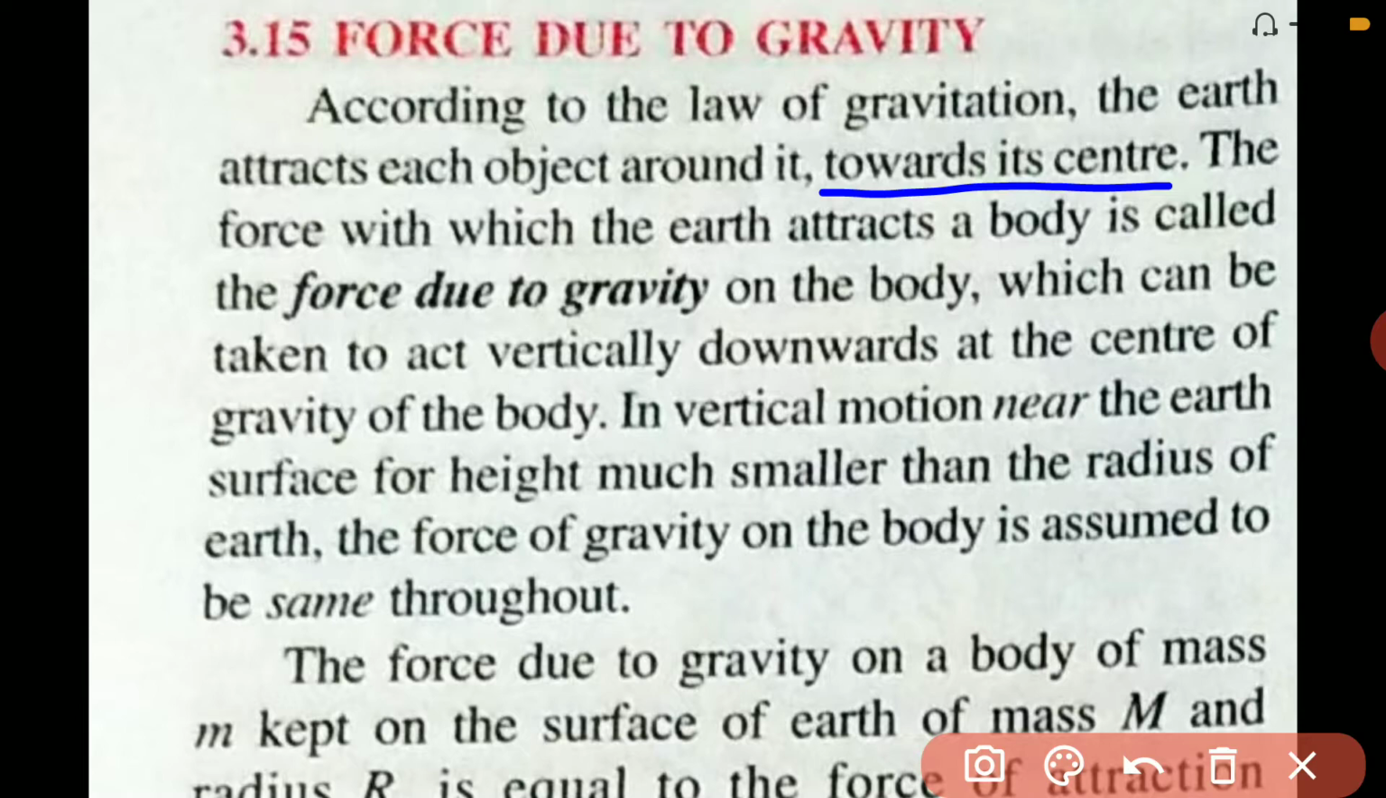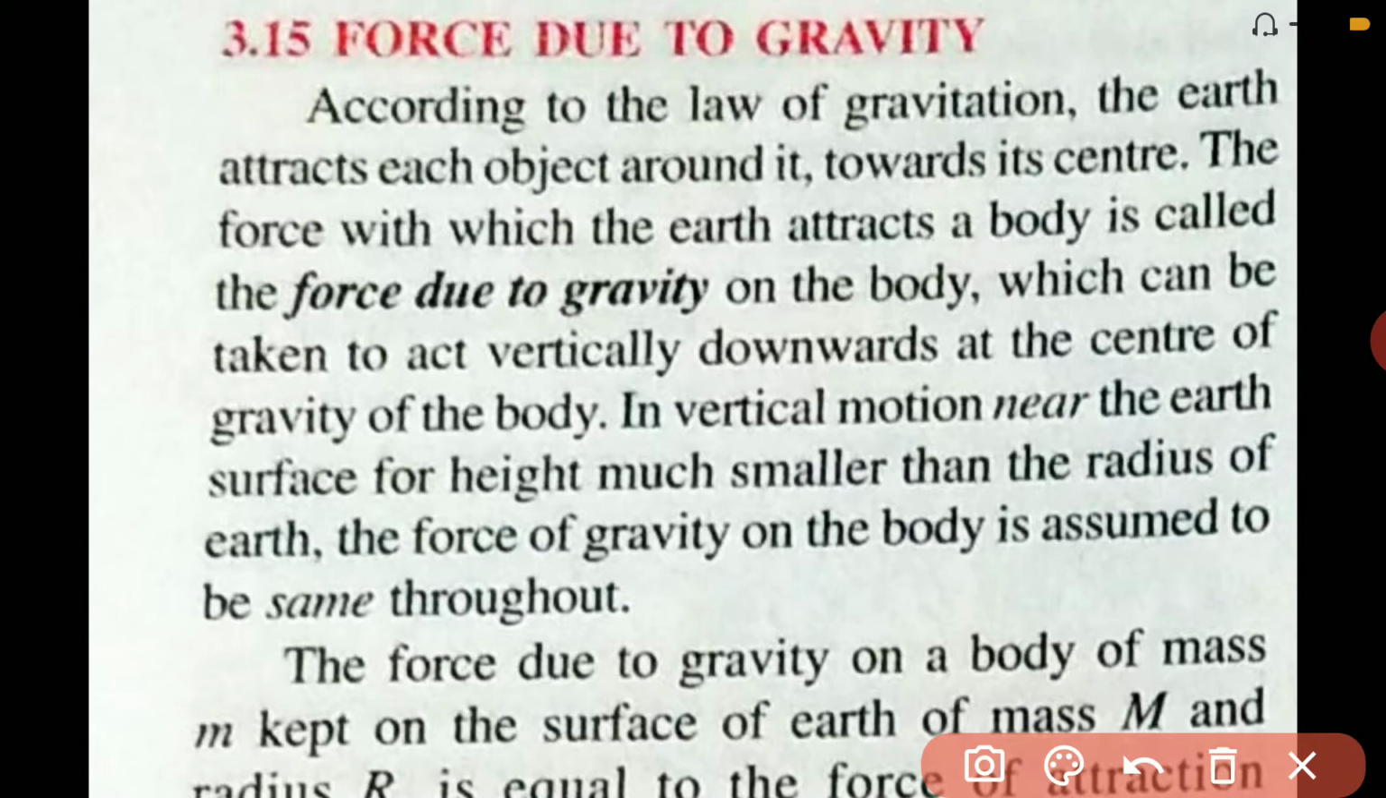Since force is a vector quantity, its direction will be vertically downwards for the force due to gravity at the center of gravity of the body. So where? At the center of gravity of the body. You will understand center of gravity in class 10 in detail. In vertical motion near the earth surface, for a height much smaller than the radius of the earth, the force of gravity on the body is assumed to be same throughout.